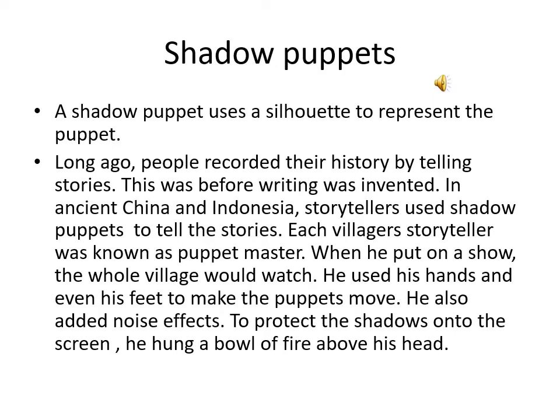What is shadow puppet? A shadow puppet uses a silhouette to represent the puppet. Long ago, people recorded their history by telling stories. This was before writing was invented. In ancient China and Indonesia, storytellers used shadow puppets to tell the stories. Each village's storyteller was known as the puppet master.